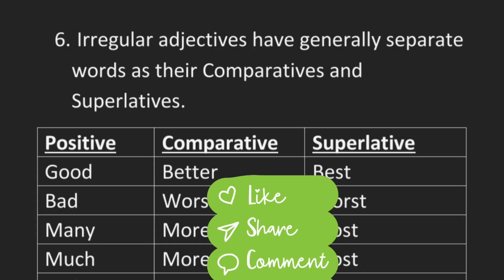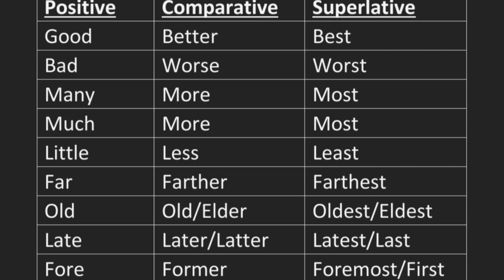Now, the last type is irregular adjectives, which generally have separate words as their comparatives and superlatives. Irregular adjectives means those which cannot be changed with ER, EST as well as more or most. So, these words have different words for their comparative and superlative. And you can see the examples for the same.